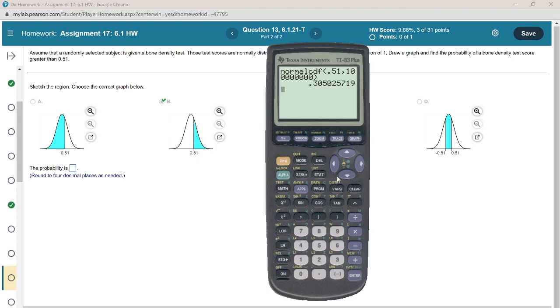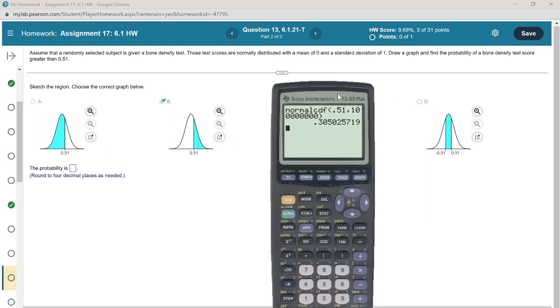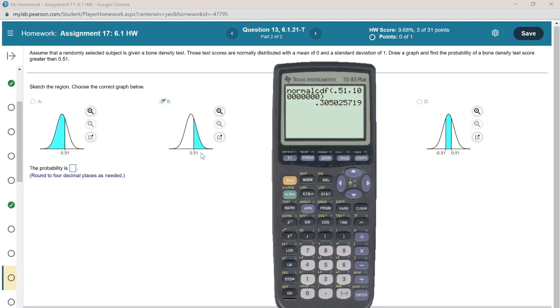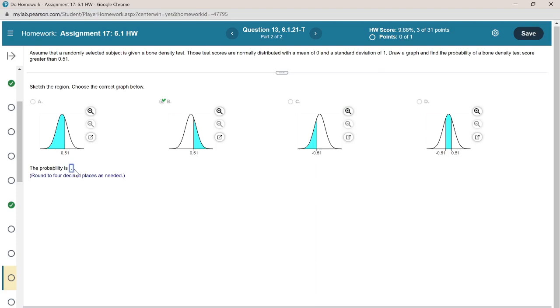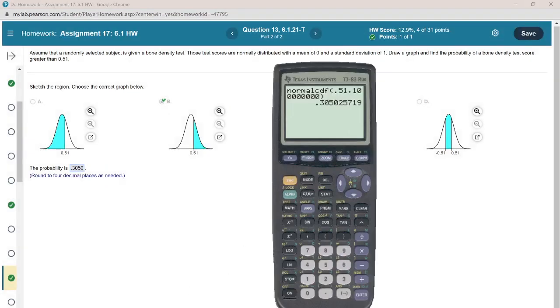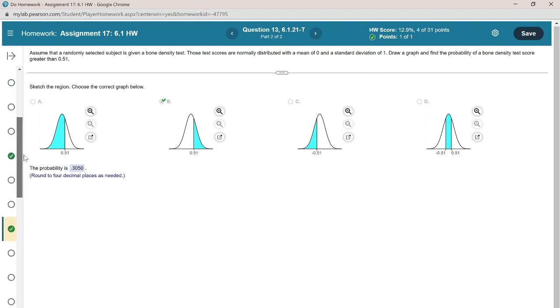So if you hit enter, this is the area under the curve, which is 0.3050, which actually represents the probability for that bone density test score greater than 0.51. So it's 0.3050. That's how we can use that normal CDF function in this calculator. Okay, so let's go to next problem.